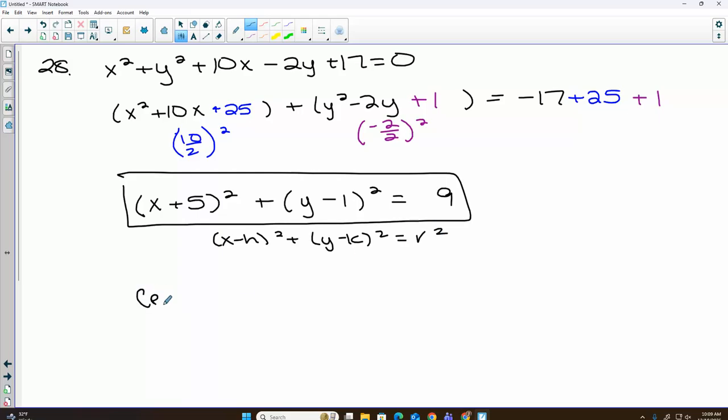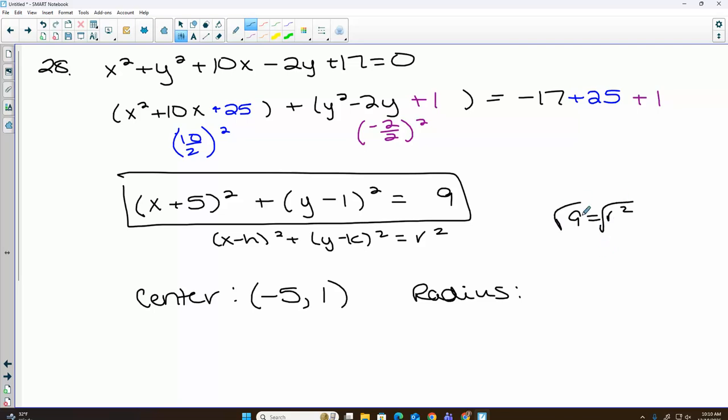Our center is the h, k. I told you the easiest way to remember it is just what makes this parenthesis equal 0. So what makes x plus 5 equal 0? What makes y minus 1 equal 0? And then your radius. What you have to remember there, 9 is r squared. So if I want r, we have to square root 9, so the radius is 3.